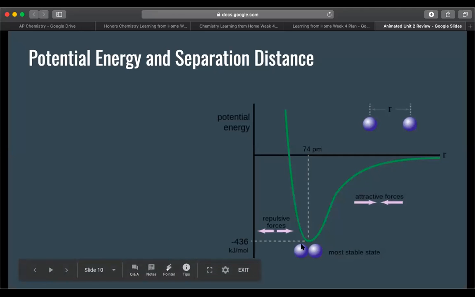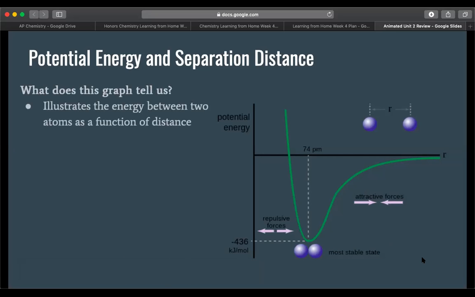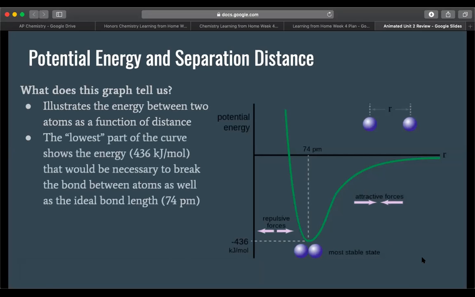Because when you make a bond here, that's all the way down here at the bottom, you release this much energy out into the world because of your happiness. As you continue to try and shove those atoms closer and closer, however, the energy goes way, way up, because they do not like that. They're repelling. So what this graph illustrates is the energy between two atoms based on their distance. The lowest part shows how much energy would be needed to pull these guys apart. They are super happy down here.